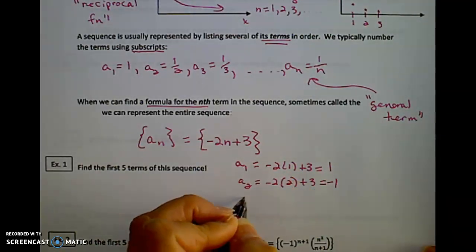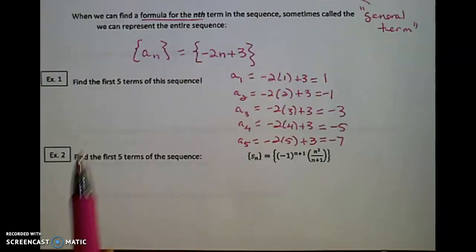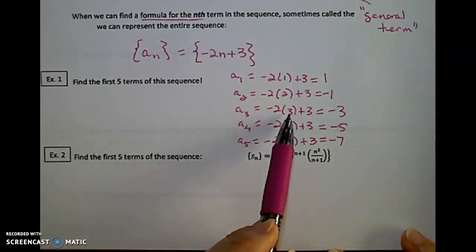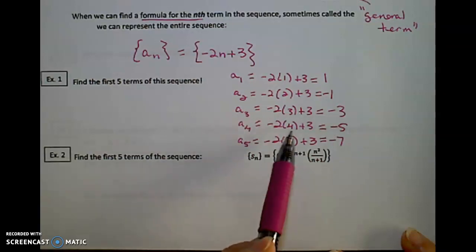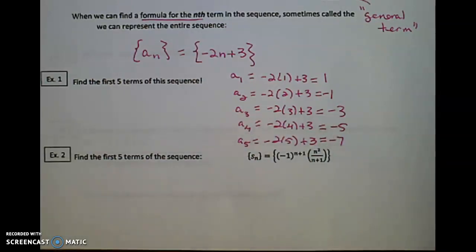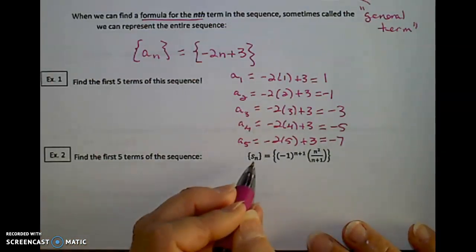I'm going to pause here so you can find the third term, fourth term, and fifth term of that sequence. All right, check your work. Again, your subscript is your input. Input 3, you got negative 3. Input 4 for n, and you got negative 5. Input 5, and you got negative 7. If you ever make a mistake, you can pause and fix your mistake. Let's look at a more complicated sequence.